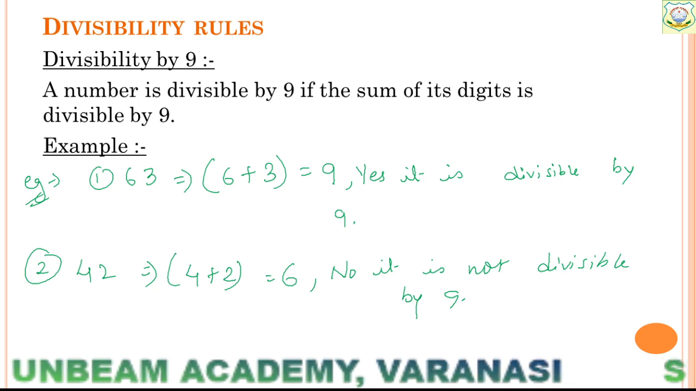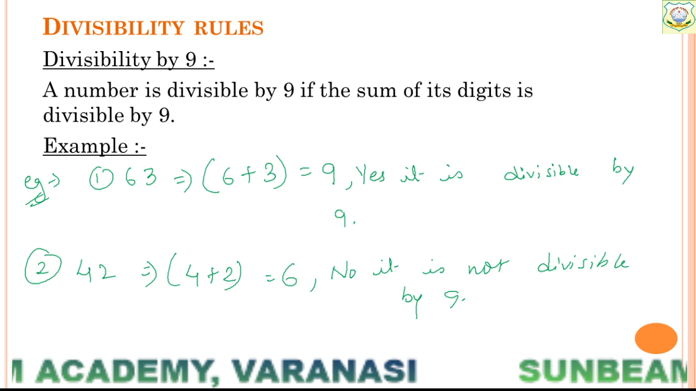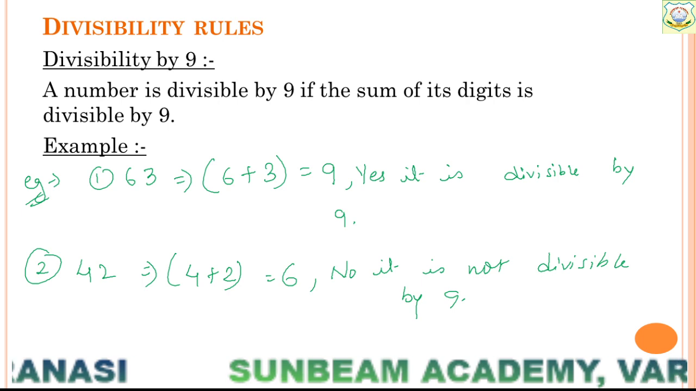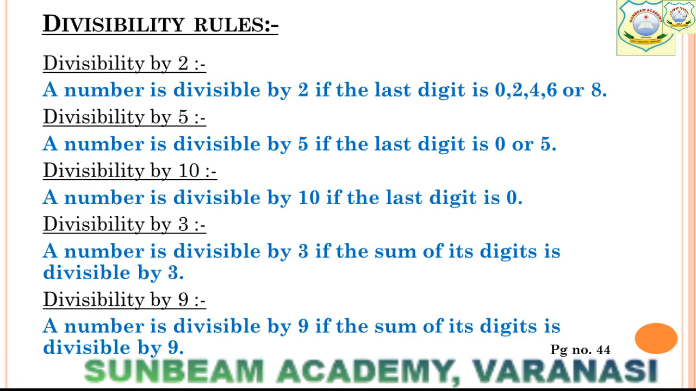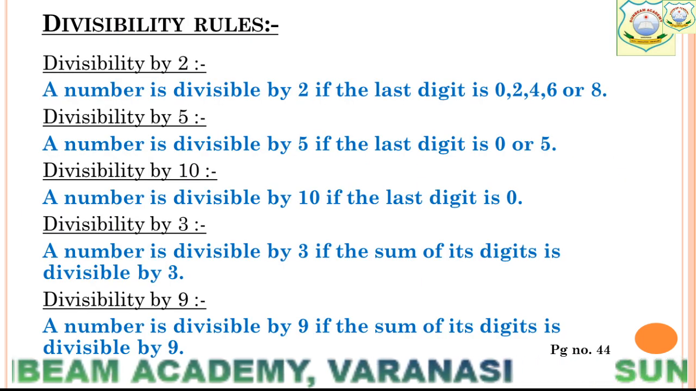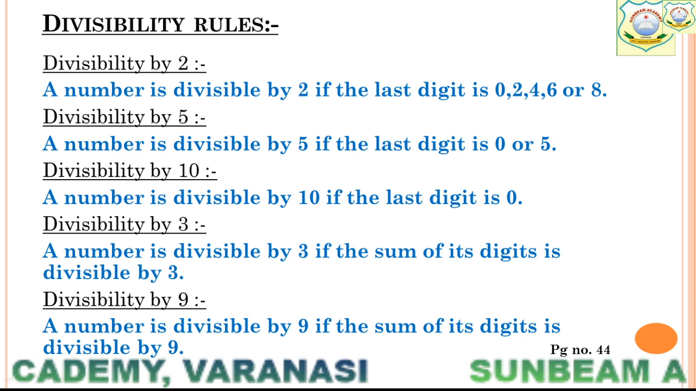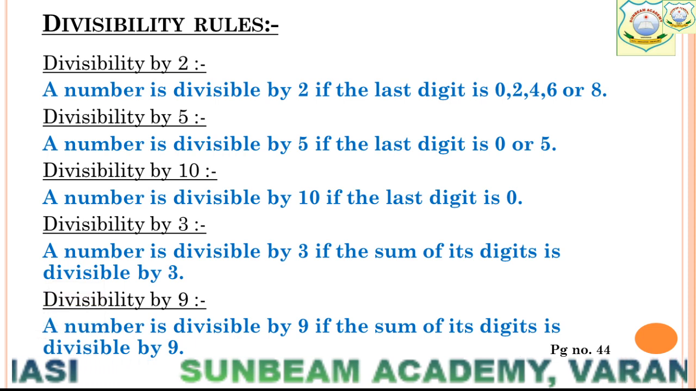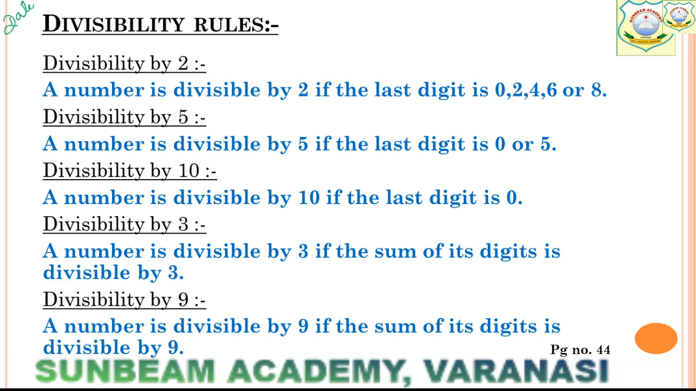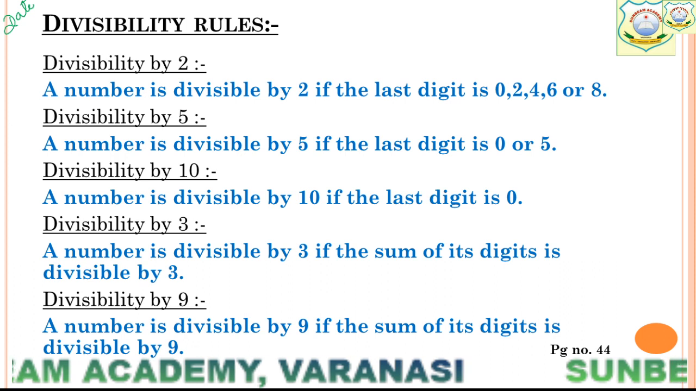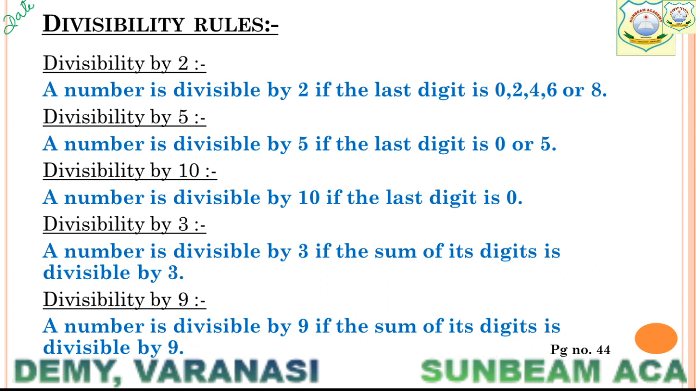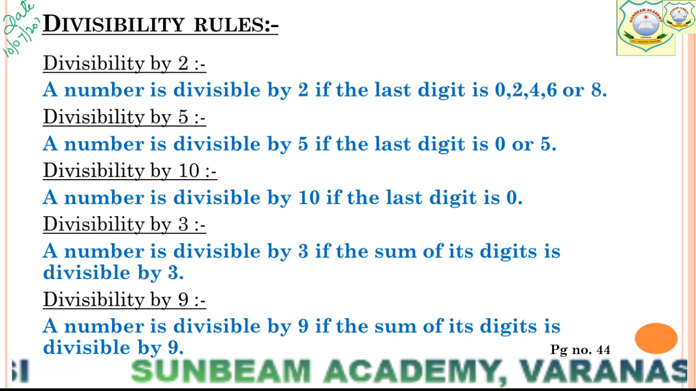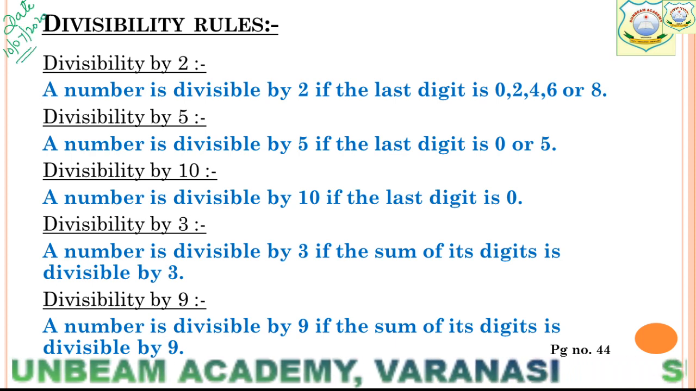So 2, 5, 10 are almost the same, and 3 and 9 are almost the same. The method is the same. So now you have to note this down in your notebooks. Take out your notebooks and write down the rules. First of all, write down the date here. The date is 10. Okay, so note down.